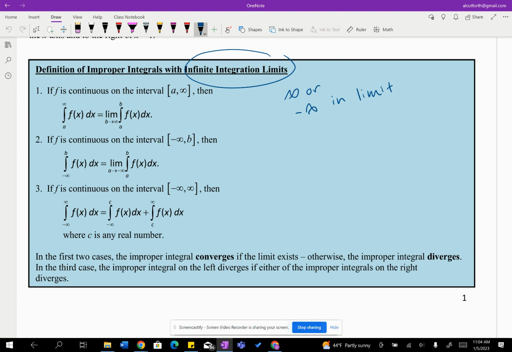If we have both top and bottom, we have to do both limits, separated. You can separate it wherever you want. I like 0. 0 is a great way to separate it. And now we have 2 improper integrals, and we will do the same thing with each one of those. So if in either of these cases the limit exists, then the improper integral converges. If the limit does not exist, then it diverges. Okay? So let's actually do some examples.